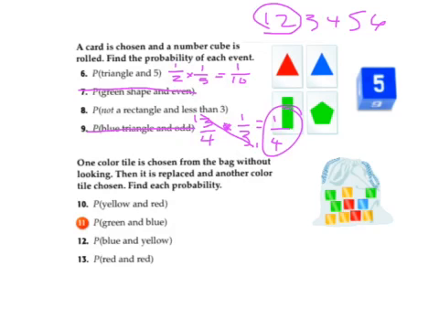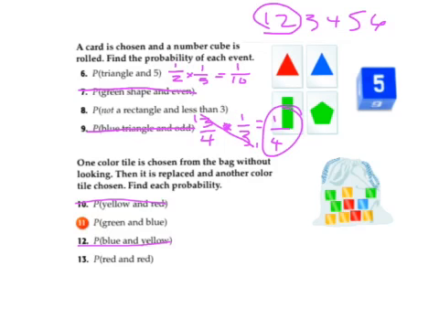All right. One color tile is chosen from the bag without looking, then it is replaced with another with the color. What is the probability of finding each of the following here? So we're going to go ahead and look over at the bag, and we're trying to find the probability. I'm going to go ahead and do all the odds on this one. We're going to find the probability of picking a green and then a blue.